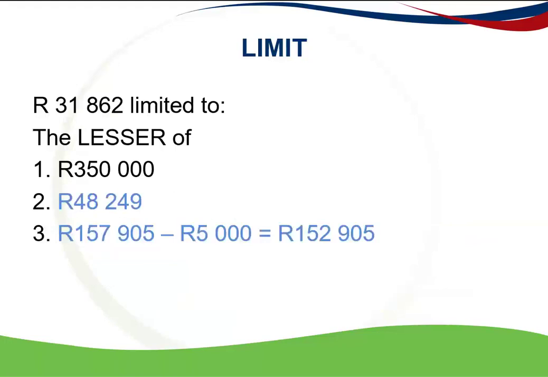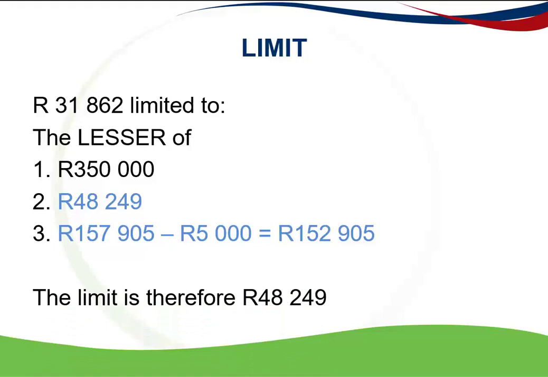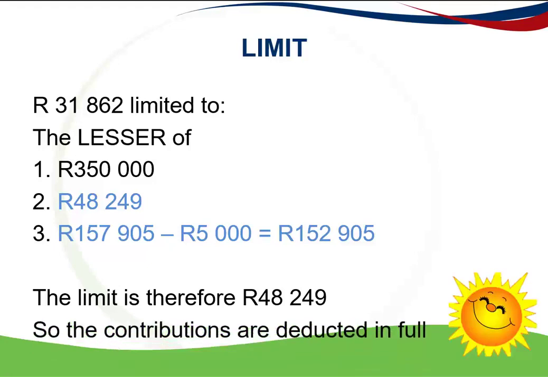And I need to say, okay, so what's the lesser of those three? And the lesser is obviously the 48,249. And that will therefore become the limit. That's the most that the taxpayer can deduct in the current year of assessment. Which means because the contributions are 31,862, that they will be able to be deducted in full, which the taxpayer will be happy about. They won't be limited. In fact, if you were advising that taxpayer, you would tell them to increase their contributions to retirement funds because they could get a bigger benefit for taxable income purposes if they can afford to do that.